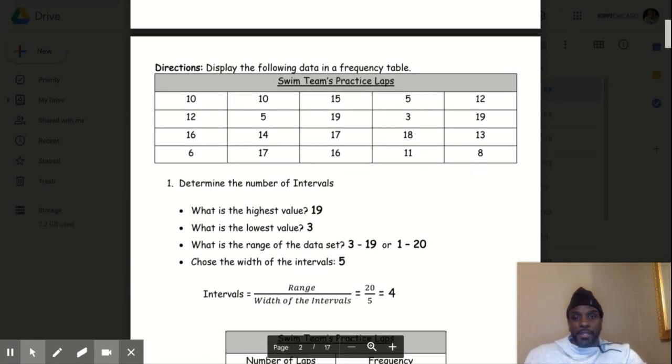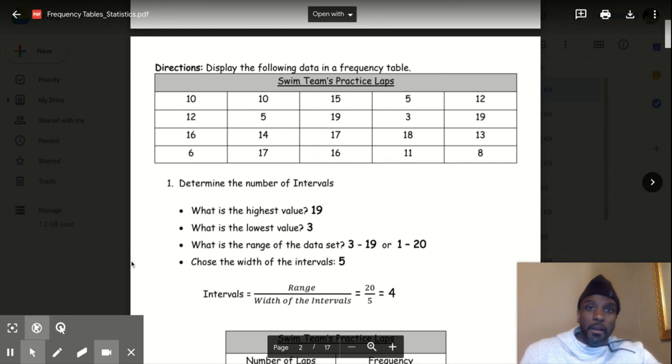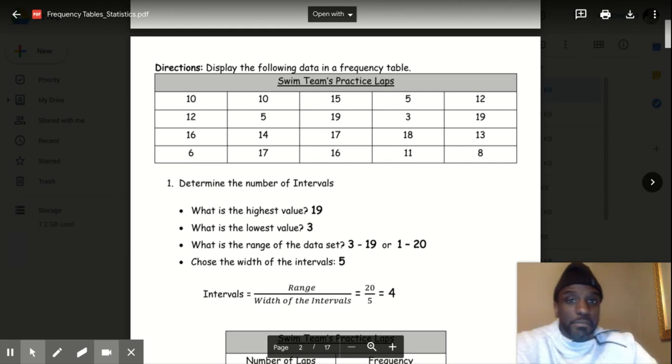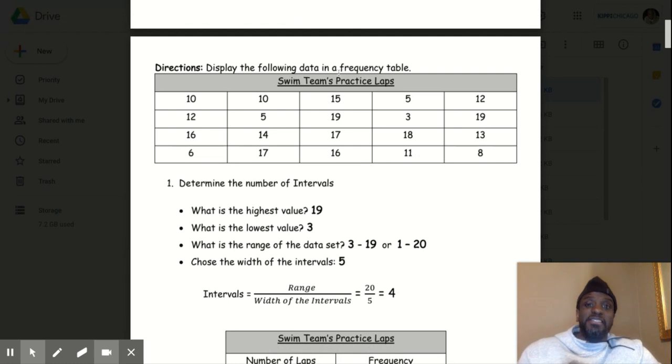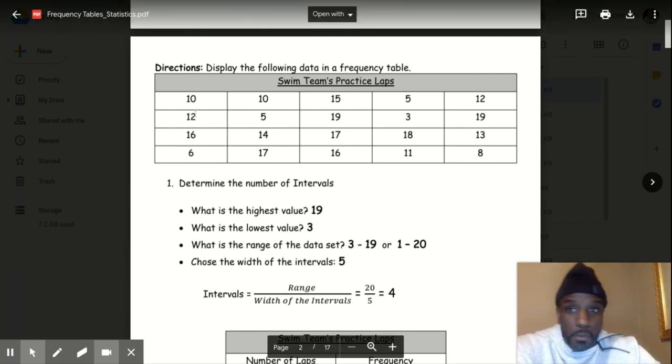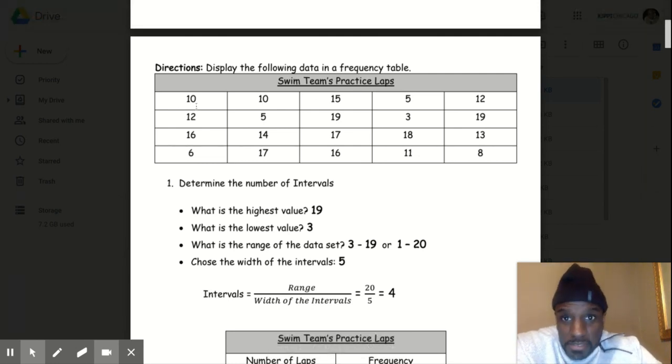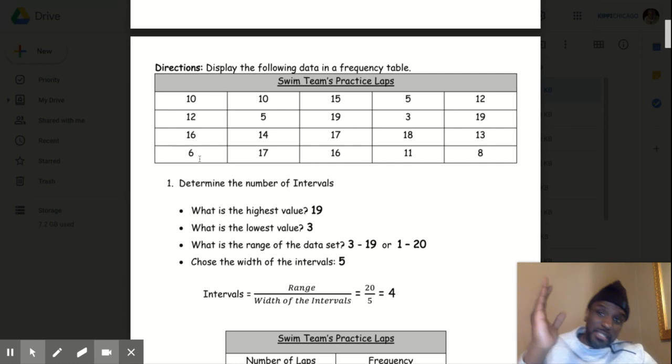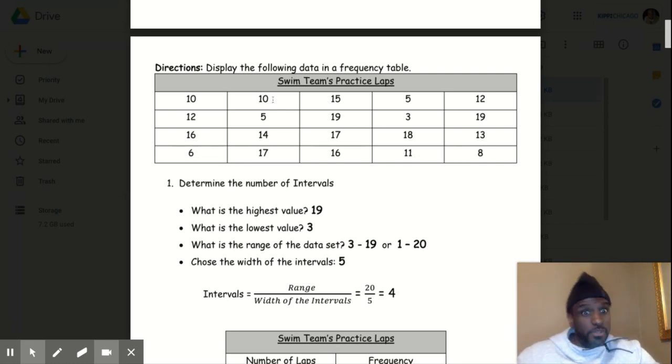Okay. Now, here we go. We have a frequency data table. The title of the table is Swim Team's Practice Laps. There's a particular person that did 10 laps. Another person did 12, another person did 16, another person did 6, another person did 10. So these are all the different amounts of laps that different people did, okay?